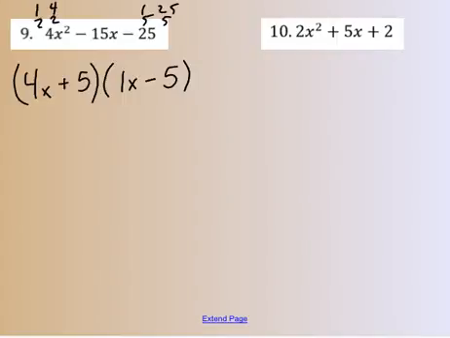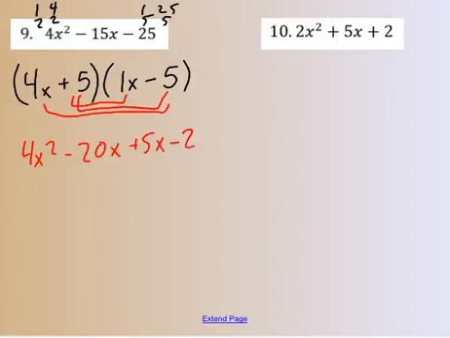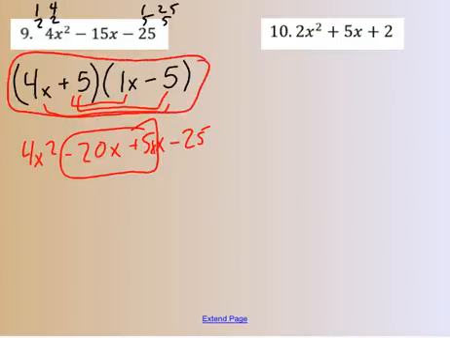Outside 1, I believe. So 4x and 1x is 4x squared. 4x times minus 5 is going to be minus 20x. 5 and 1 is plus 5x. And 5 and 5 is minus 25. So this is going to work out. That's a nice x to what I needed it to be. So this is pretty good that we can get that on our first try. It's like a cake.